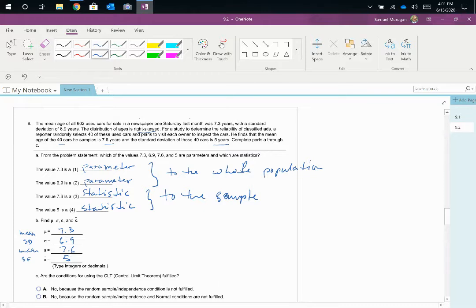I'm sorry, I have that backwards, right? Yes, I do. X bar, this is the mean. That is 7.6. And the standard deviation for the statistic is 5. Ooh, trick question, yeah? This is the parameter, population. And this is the statistic, sample.